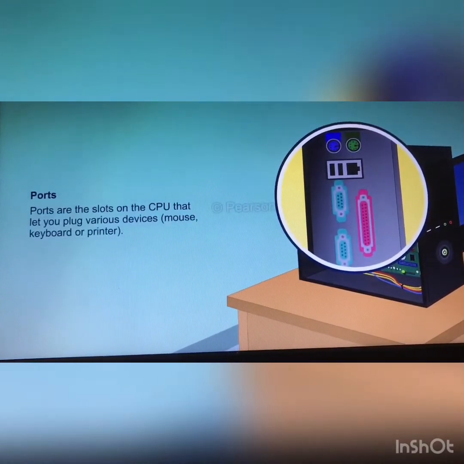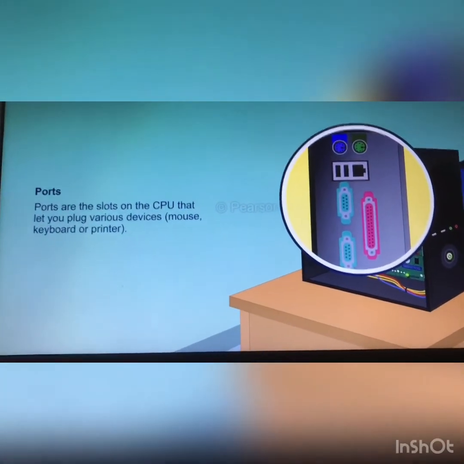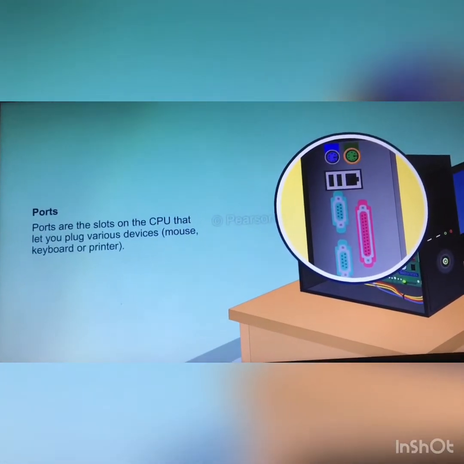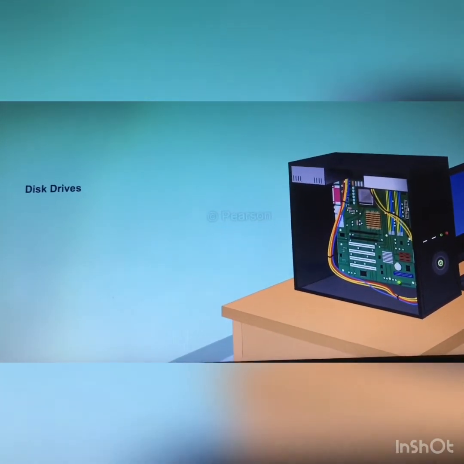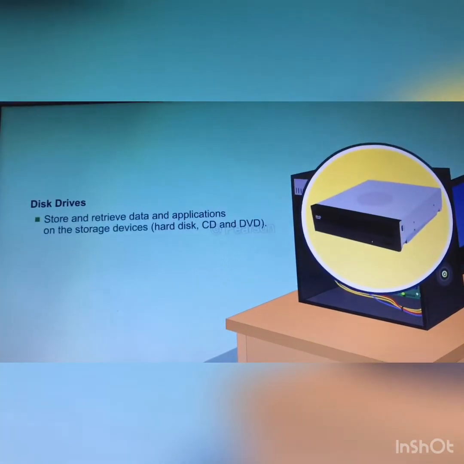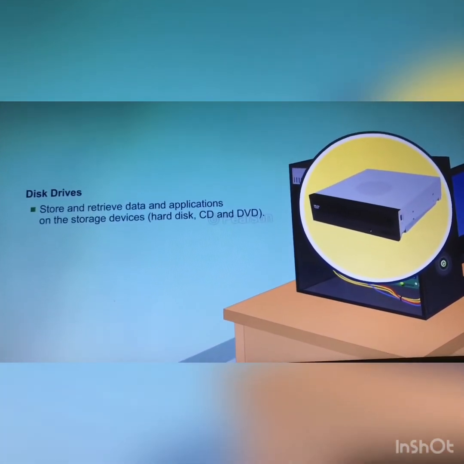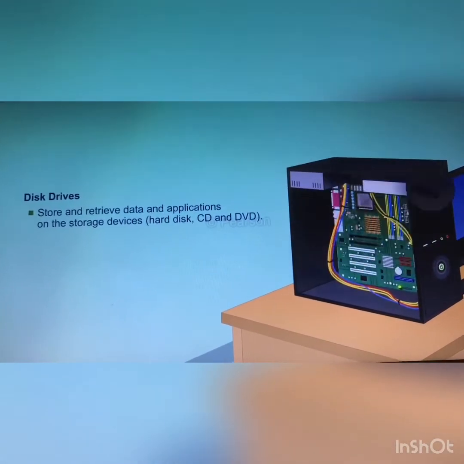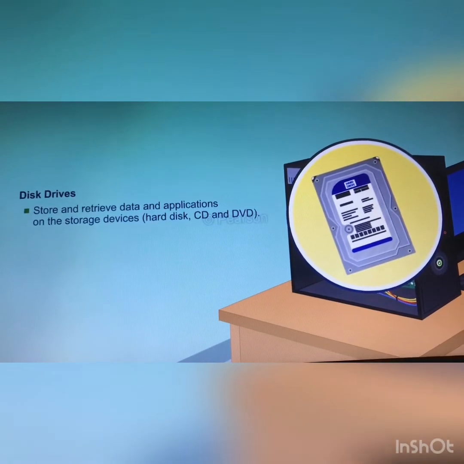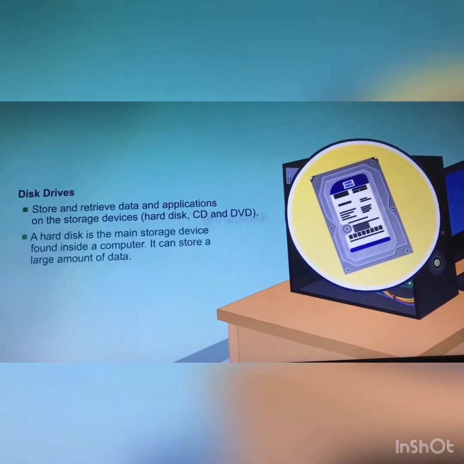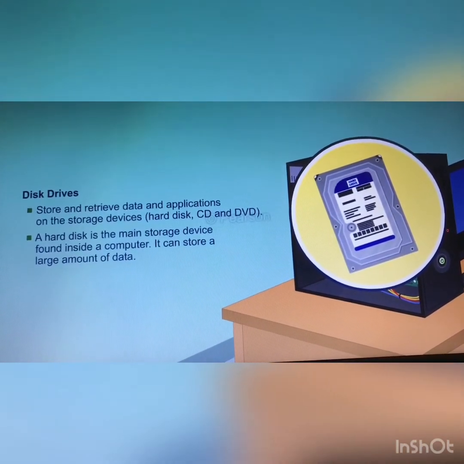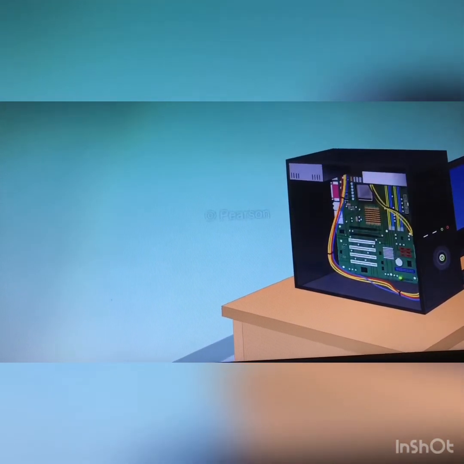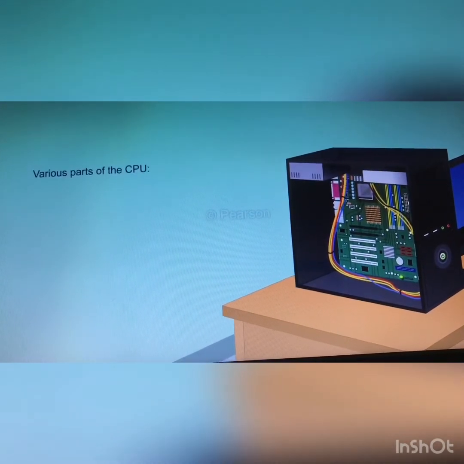Ports are the slots on the CPU that let you plug in various devices, such as mouse, keyboard, or printer. Finally, he describes the various disk drives. The disk drives store and retrieve data and applications on the storage devices, such as hard disk, CD, and DVD. A hard disk is the main storage device found inside a computer. It can store a large amount of data. Raju then recollects the various parts of the CPU.